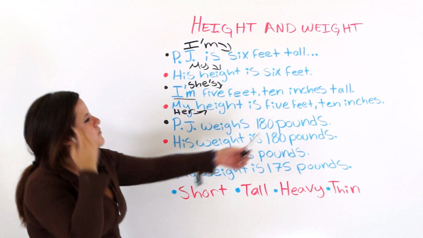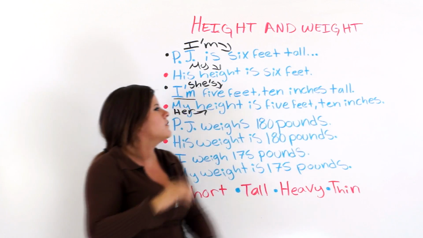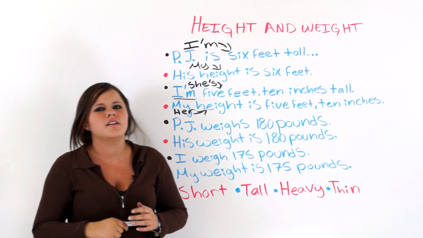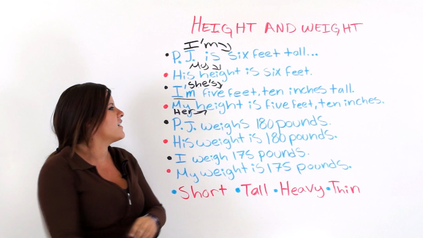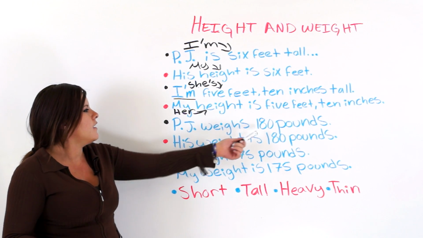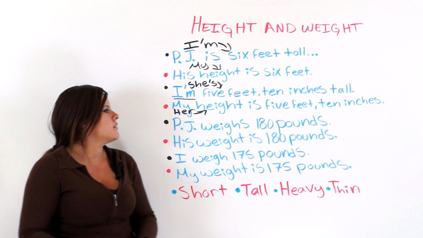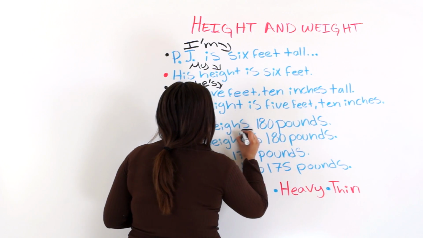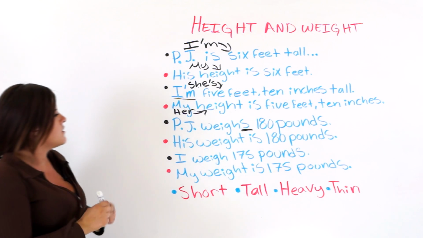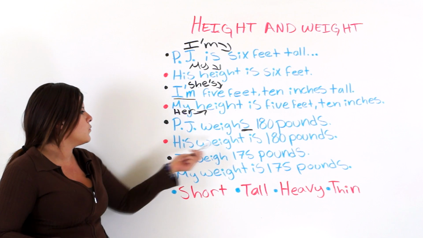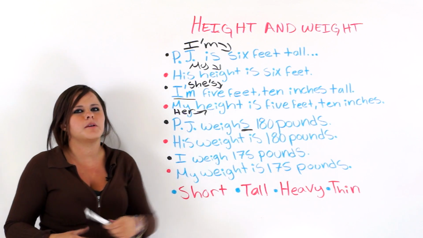Okay? You use tall when they tell you how tall are you. And you use height when they tell you what's your height. Okay? Which is rarely used. Okay. Next one says PJ weighs 180 pounds. Do you notice here the S? Because we're talking about somebody else or in third person, okay? PJ weighs 180 pounds. His weight is 180 pounds.